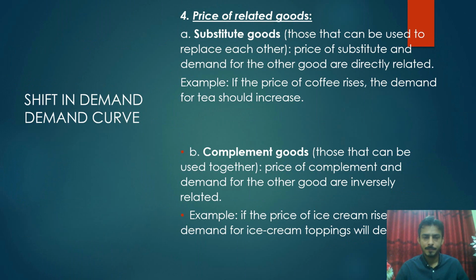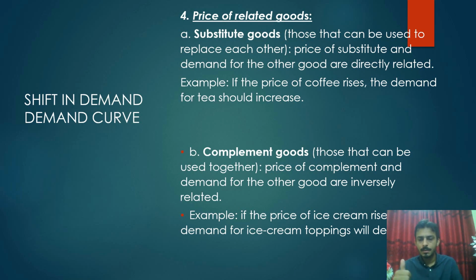Then we have price of related goods. So dear students, remember, related goods are of two types. Number one, substitutes. Number two, complement. Substitutes are the goods which are replaceable to each other. For example, if I'm consuming tea, I can replace the tea with coffee, on the basis of the prices. If the price of coffee rises, I'll replace it with tea. If the price of coffee rises, the demand for tea should increase.